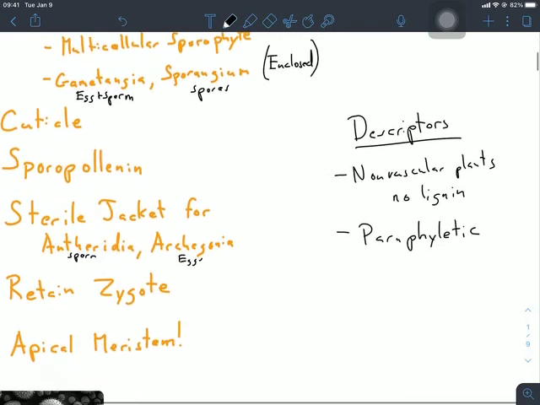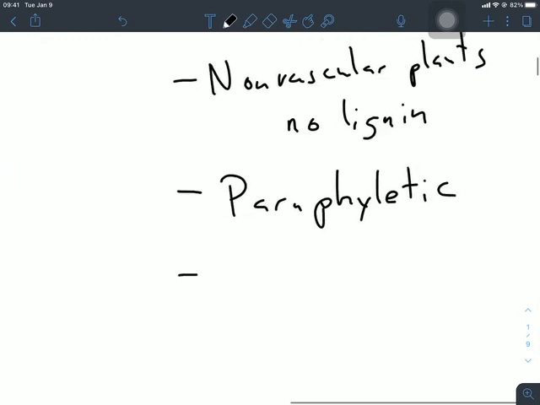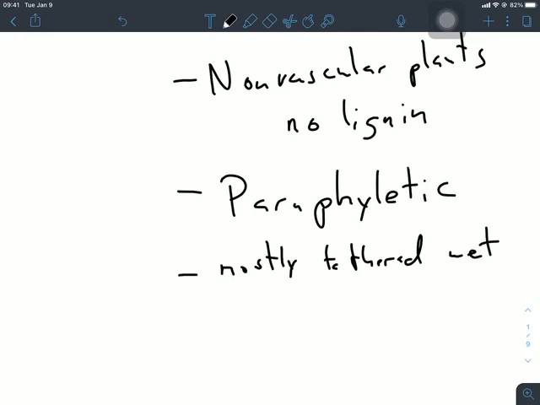For the most part, these bryophytes are mostly tethered to wet environments. So you will see them dominating in places that are very moist constantly. But they do have some variation in that. You will occasionally find some bryophytes in drier areas, but they'll wait to reproduce up until it becomes wet.